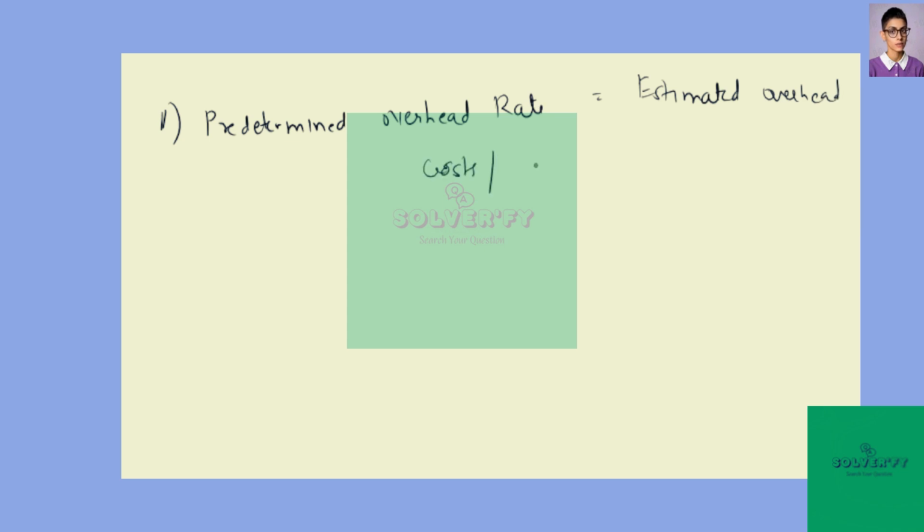First, we have to calculate the predetermined overhead rate and the total cost for patient A and patient B. Predetermined overhead rate equals estimated overhead cost divided by estimated number of patient days.